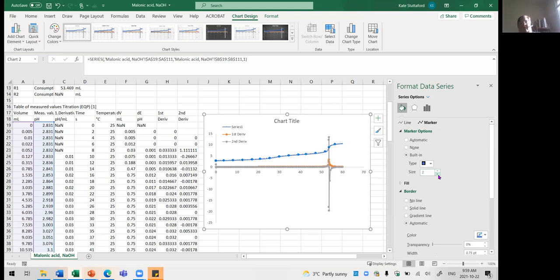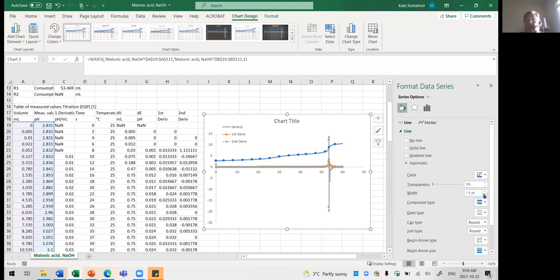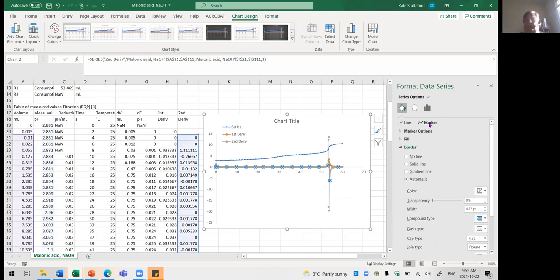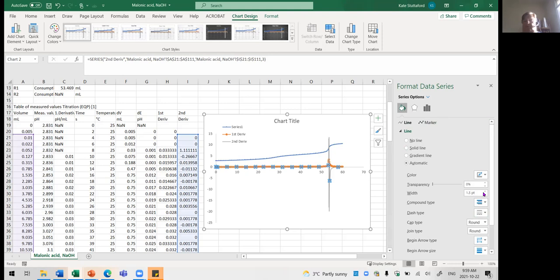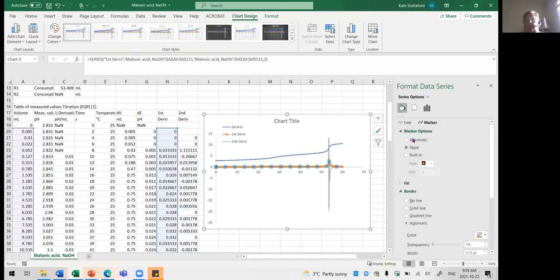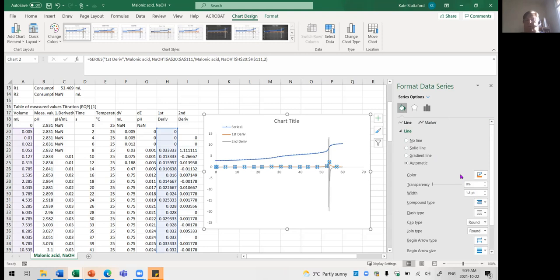If there were only 10 points on this titration curve, the derivative plots would be pretty awful. Then if I look at the line, I'm just going to reduce the thickness of it a little bit so it's not quite so chunky. For the derivatives, we don't really need to see the points. So I'm going to set the marker option to be none. And again, going to drop the chunkiness of the line a bit. And similarly with the first derivative, no marker. Okay, and then just drop.